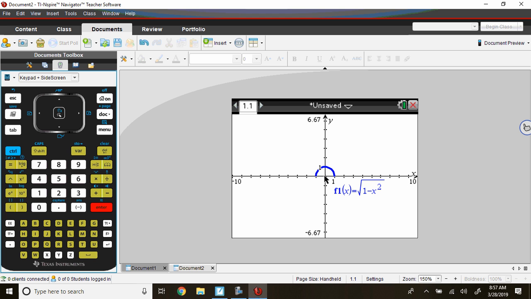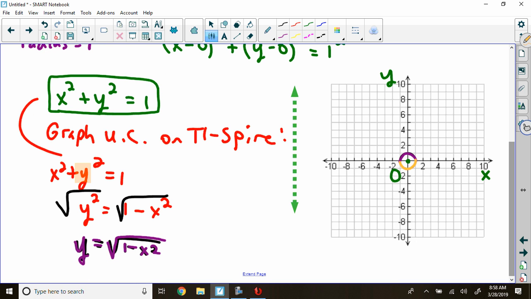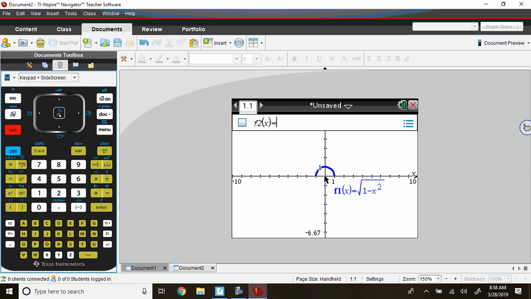Some of you are probably wise to the fact that to get the bottom half, we plug in another function. Anybody know what the other function would be? To get this bottom half, anybody know what we'd have to also graph? Well, graph y equals the opposite of the square root of 1 minus x squared. Think that'll get it done? Let's find out. So tab, the second function, the opposite of the square root of 1 minus x squared.